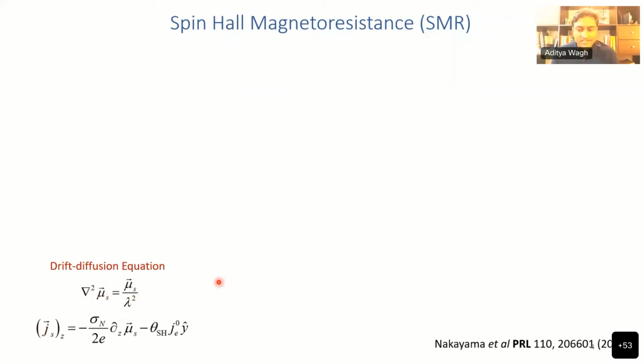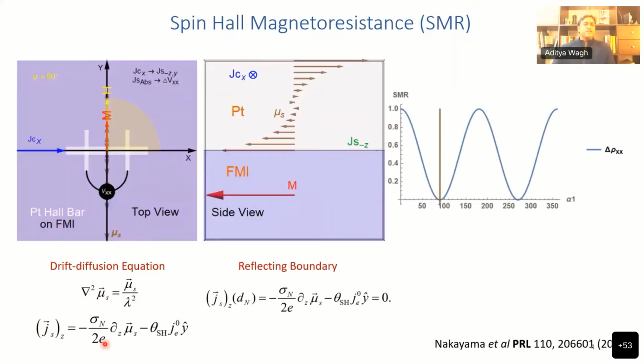Now here is the device: the top view and the side view. We have a magnetic insulator and a platinum Hall bar on top of it. We pass a charge current J_c along the x direction in this platinum bar, and because of the spin Hall effect, you can see the term here. The total spin current is a combination of drift spin current and diffusion spin current.